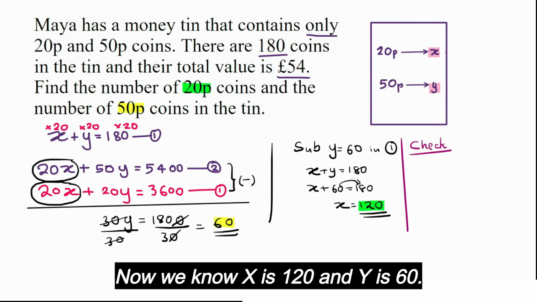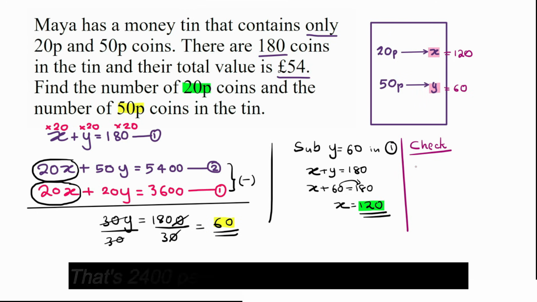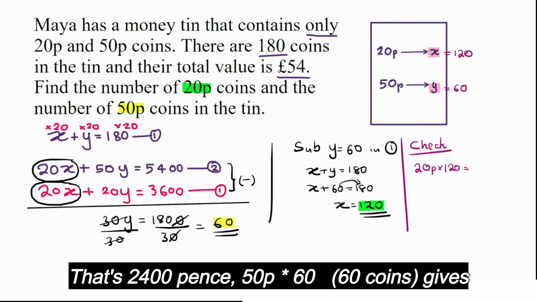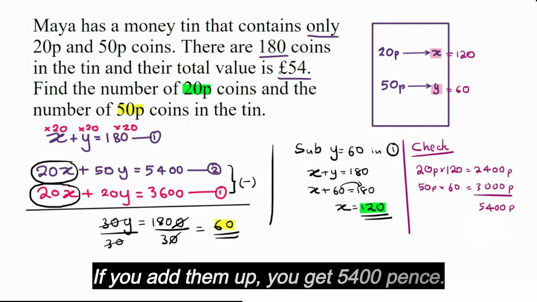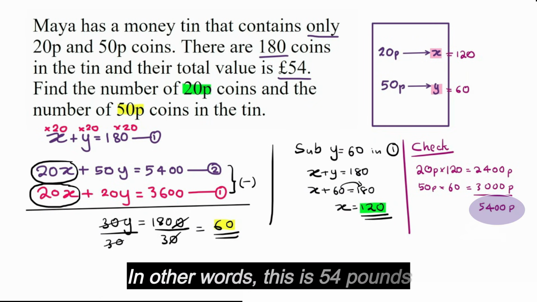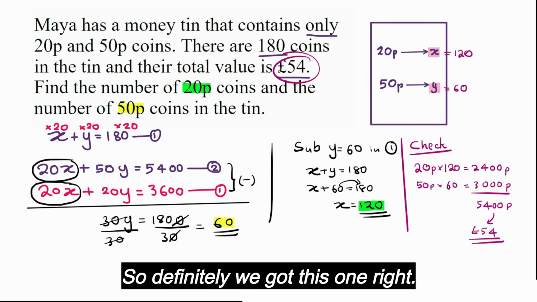We can check if this question was right by substituting the values. Now we know x is 120 and y is 60. Now let's multiply this and see, 20p times 120. That's 2,400 pence. 50p times 60 coins gives me 3,000 pence. If you add them up, you get 5,400 pence. In other words, this is £54. So we know that is what the question gave us initially. So definitely we got this one right.